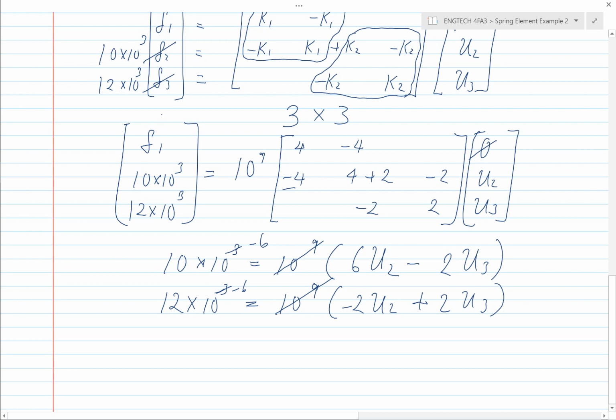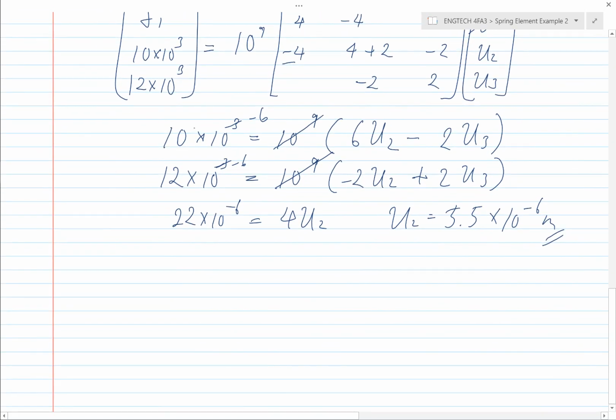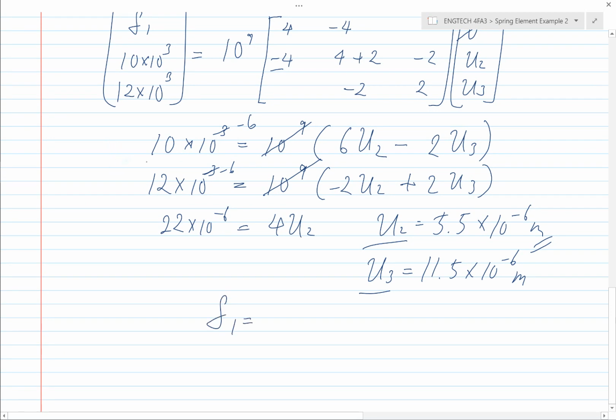Factor out the equations, and then it becomes 22 times 10 to the -6 equals 4U2. U2 is only 5.5 times 10 to the -6 meters. Plug in the equation again, you can solve out U3 is 11 times 10 to the -6 meters. And now you know U2 and U3, you can find out F1 is times 10 to the 3 Newton.